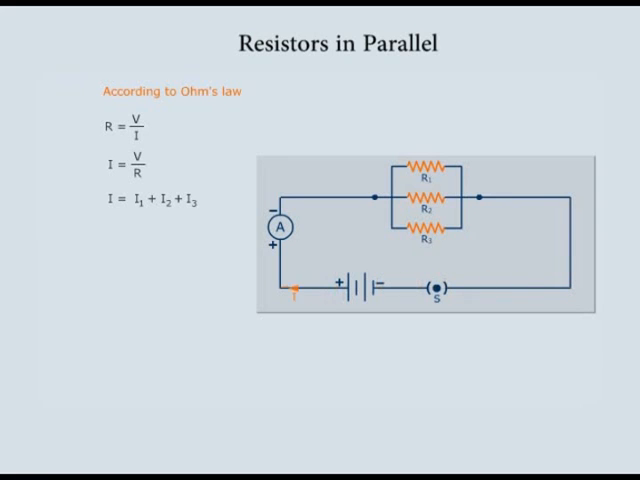I = I1 + I2 + I3, or V/R = V/R1 + V/R2 + V/R3. V × (1/R) = V × (1/R1 + 1/R2 + 1/R3). Cancelling out V, 1/R = 1/R1 + 1/R2 + 1/R3.